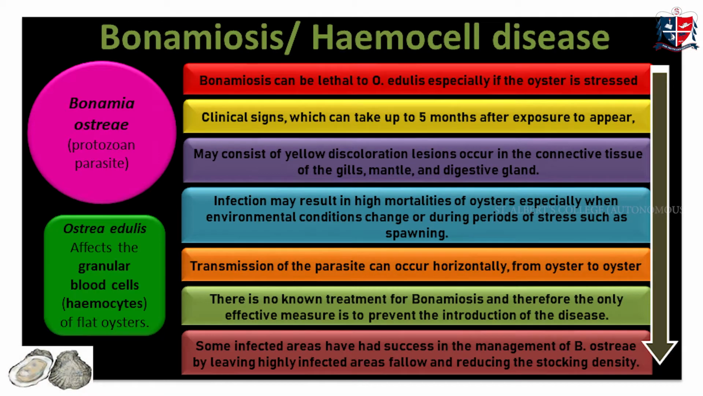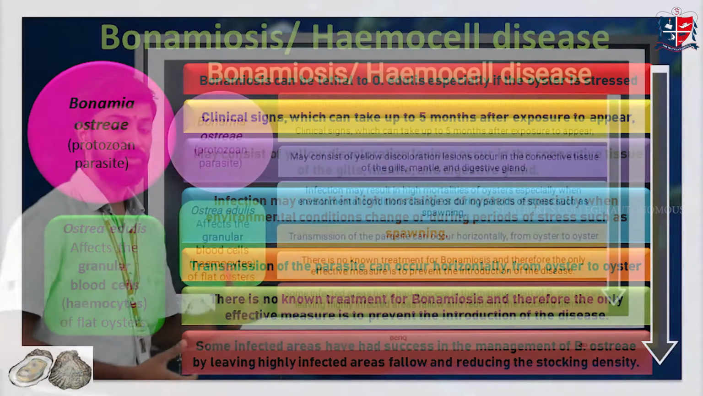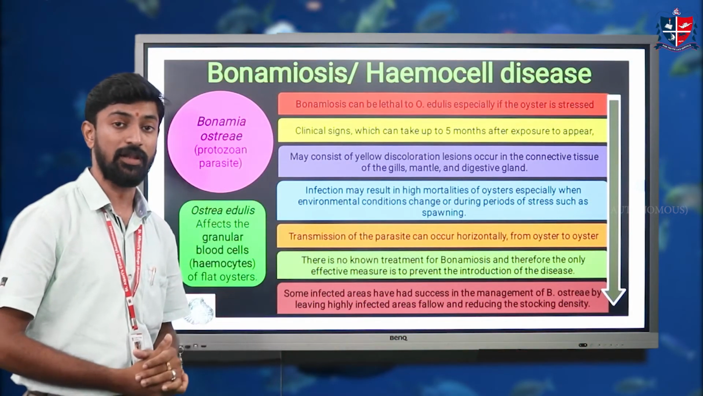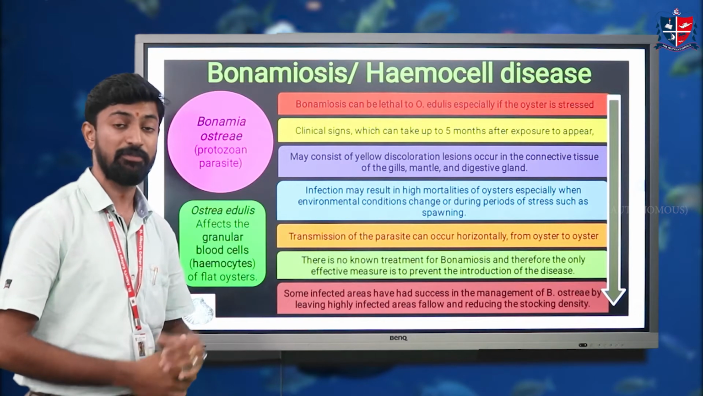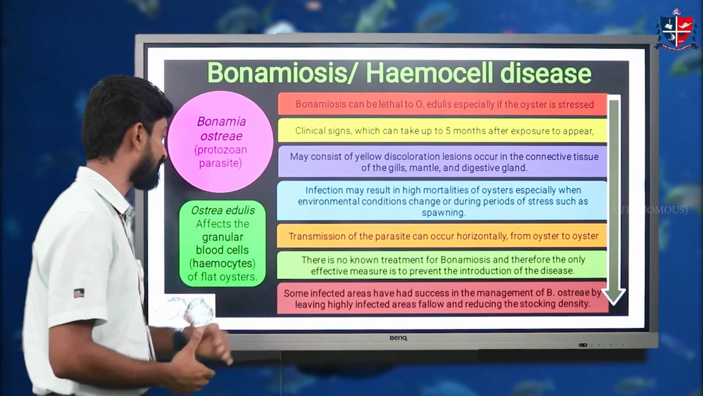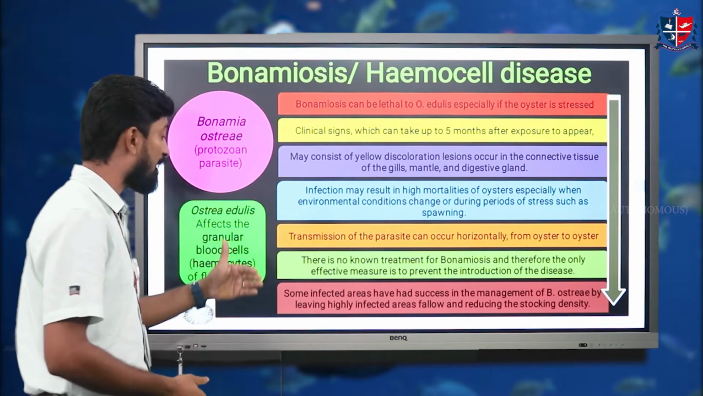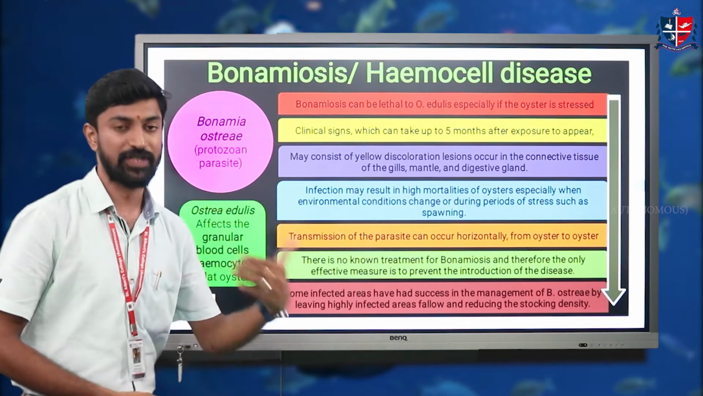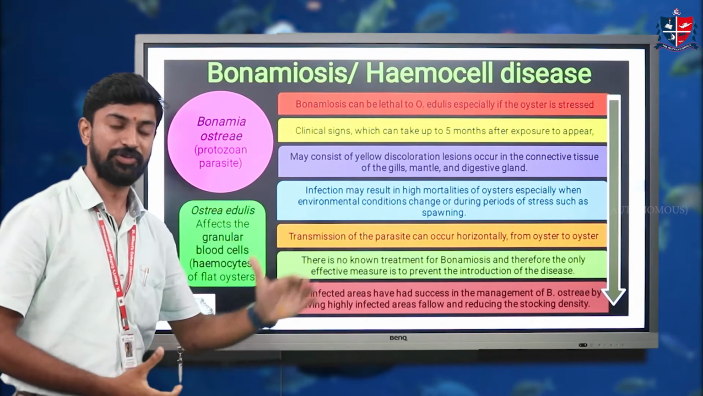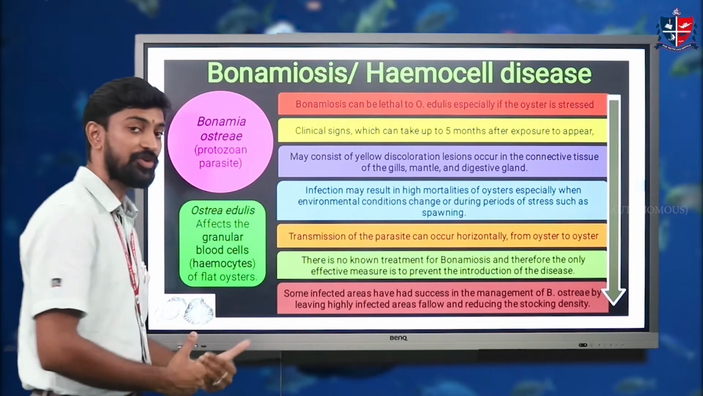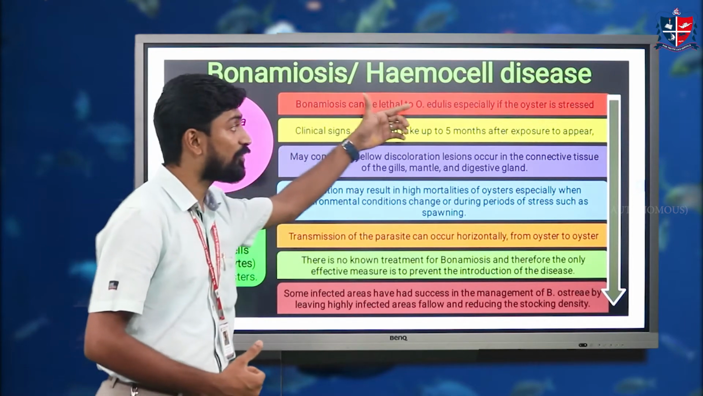They mainly affect Ostrea edulis. The major host of bonamiosis is Ostrea edulis, and it also affects other bivalves. But the major host is Ostrea edulis, and it affects the granular blood cells or hemocytes of the flat oyster. It mainly affects the hemocytes, so it is called the haemocyte disease.